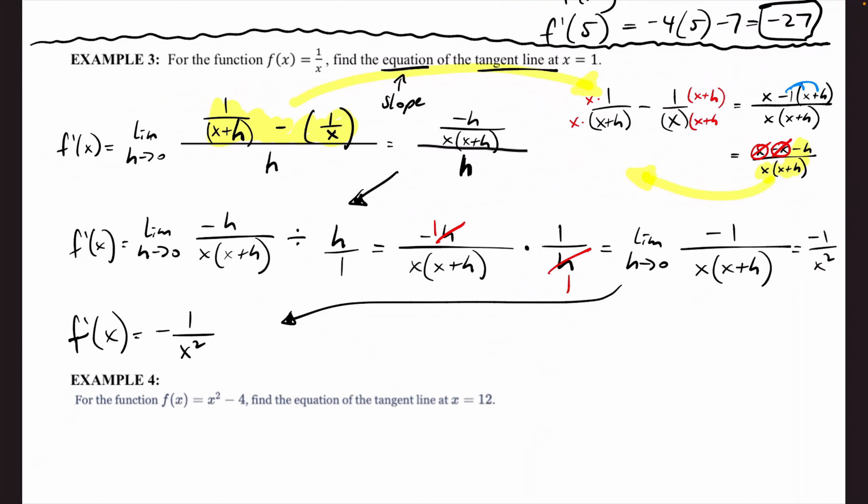Okay. They want the equation of the tangent line at 1. Okay, so let's go back to poster here. What do we need for a line? For a line equation, equation of a line, what do we need for it? We need a slope. Do we have a slope? No, we do not have a slope. We have an equation for a slope. We don't have a slope.